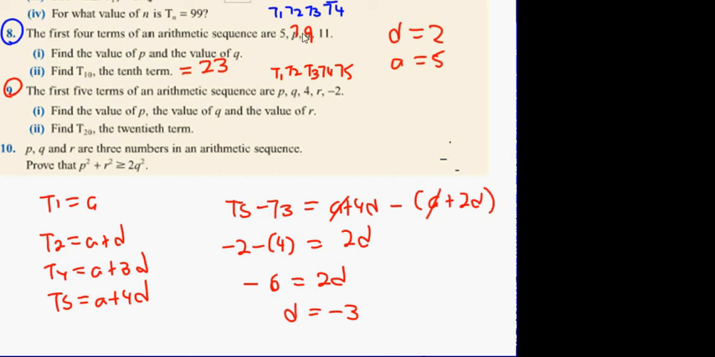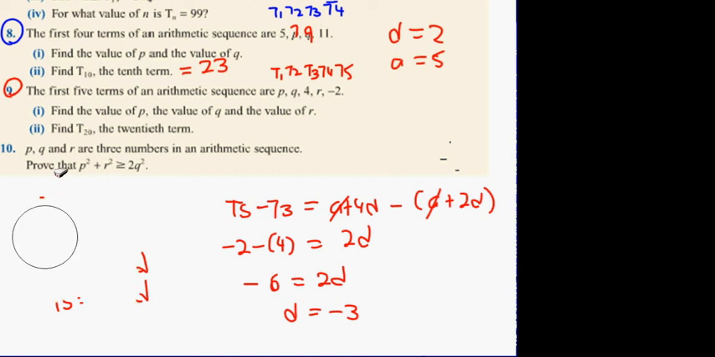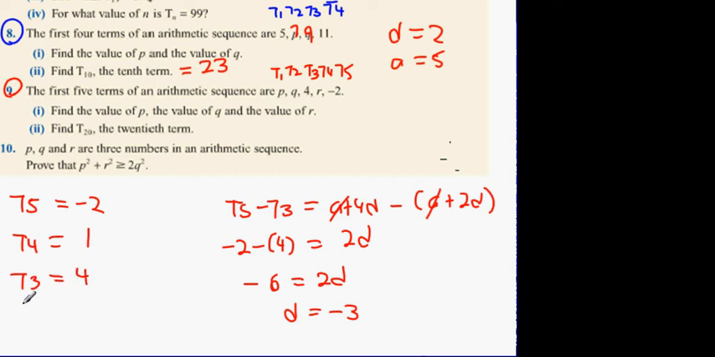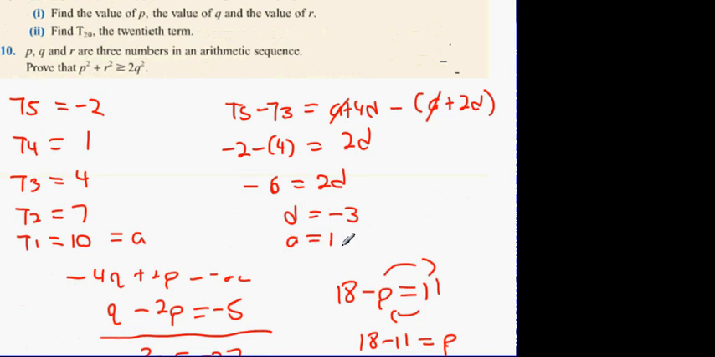So I could actually work backwards then, and I could work out the full sequence by going backwards. So we could say that the last term, T5, is minus 2. T4 then is going to be 3 above that, which is going to be 1. T3 is 4. T2 is 7. And T1 is 10. So we can see that it goes down 3 every time. Okay? And then now we know what A is. A is T1, which is 10.